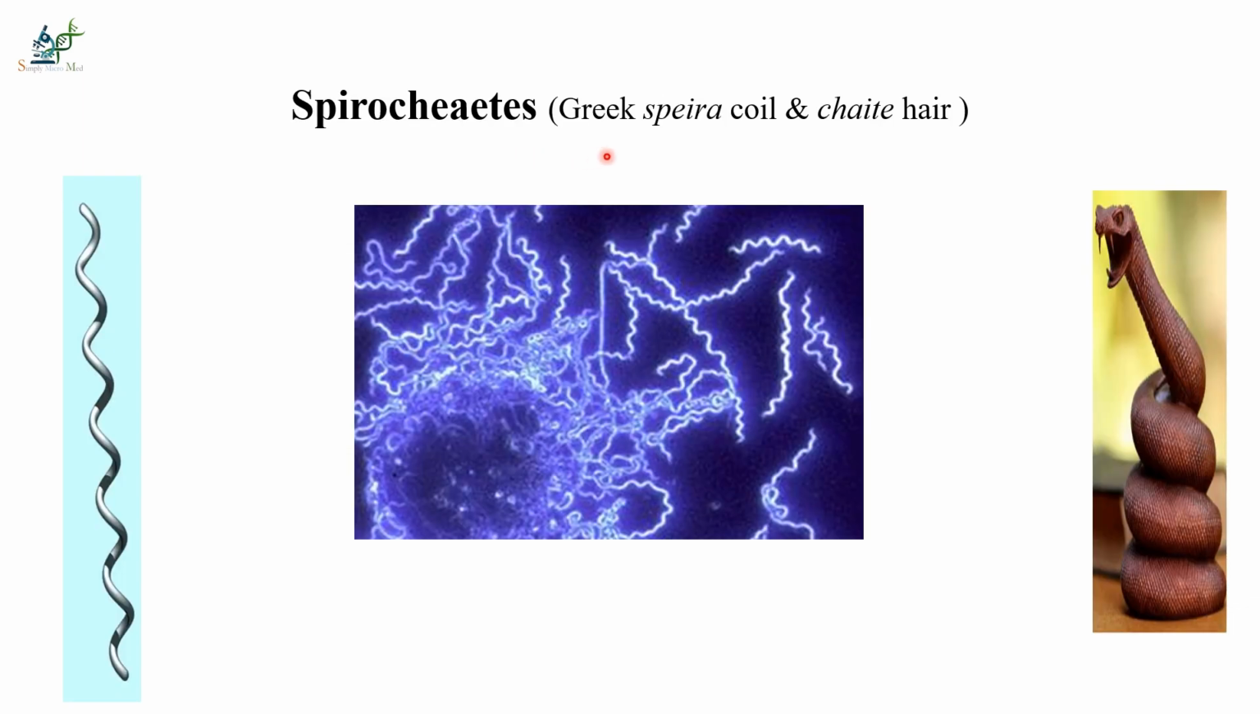Spirochetes. In Greek, spira means coiled and chaete means hair. So spirochetes is also a curve-shaped bacteria. That means it's a coiled hair-like structure you can see here in this morphology. The example of the spirochetes is Treponema pallidum. It's the causative agent of syphilis.